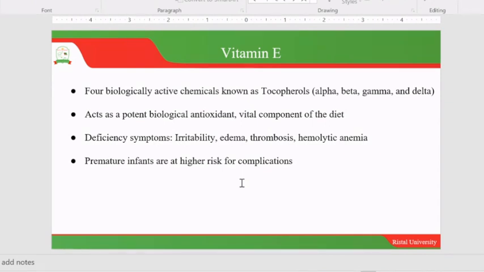Right, so these act as biological antioxidants and a vital component for the diet, and their deficiency, we are looking at irritability, edema, thrombosis, and hemolytic anemia.